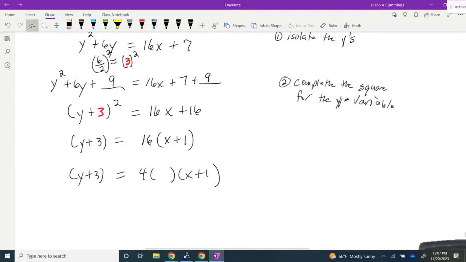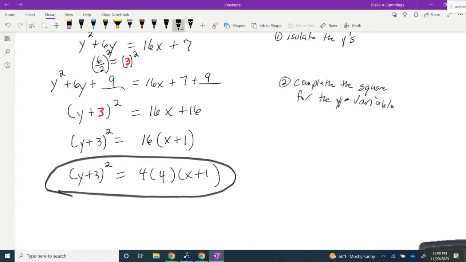So 4 times what would give us 16? 4, right? So 4 is going to be C or A or P, whatever model form you're looking at. And I'm sorry, the y plus 3, that still has that square on it. Right? So that y plus 3 is still squared all the way down. And this is our equation in standard form. y plus 3 quantity squared is equal to 4 times 4, which is 16 times x plus 1.